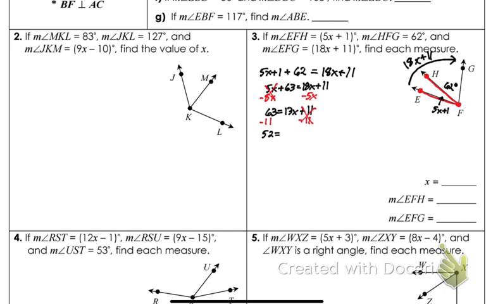52 equals 13x. Notice now I just have x's on one side and numbers on the other side. Your next step is going to be division. So your last step is division. So my last step is actually dividing that 13. Be careful. This is what I see all the time.